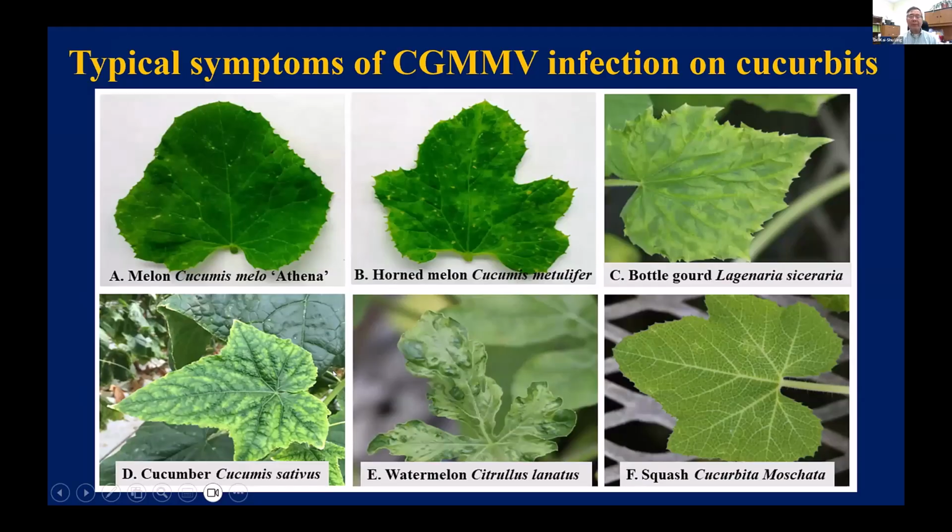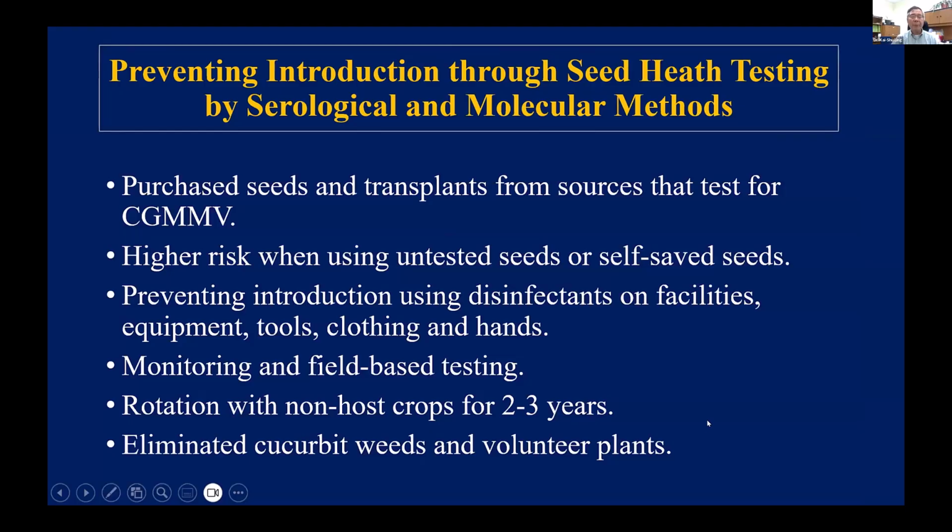The virus can infect many of the cucurbits. Here are some typical symptoms on different melons, bottle gourds, cucumbers, watermelon, and squash. To prevent introduction, use seed health testing, usually serological methods like ELISA, or molecular methods. Purchase seeds and transplants from sources that test for CGMMV. There is higher risk when using untested seeds. Some growers self-save seeds, which is typically more risky.